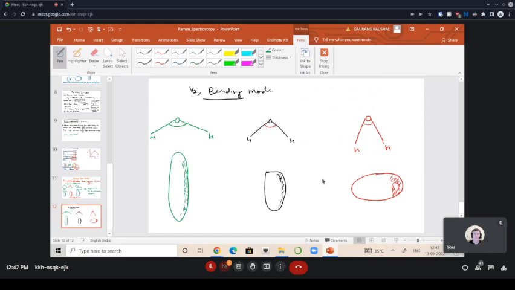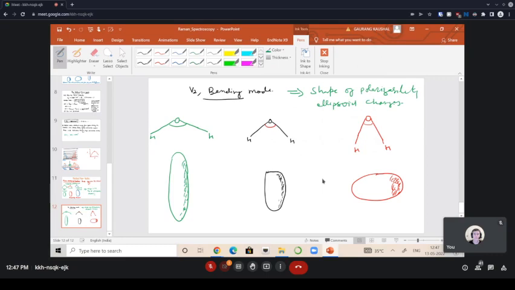So what is happening here in the bending mode? The shape of the polarizability ellipsoid changes. So see, this is a Raman active transition. What should happen? There should be a change in either the shape, size, or volume of that particular ellipsoid.